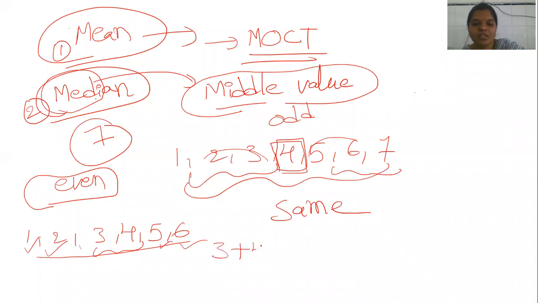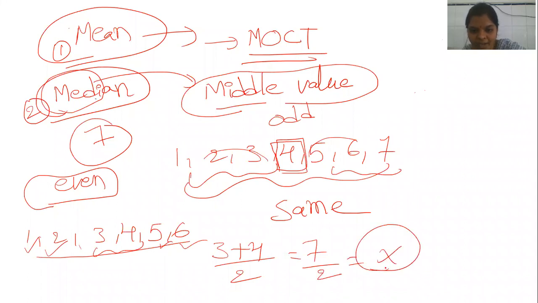That is 3 plus 4 by 2, which is 7 by 2. So what is the value you get here? That will be nothing but your median. So the calculation of the median for an even number of data and for an odd number of data will be like this. Firstly, you all should write one definition for this median. Just put a heading like Median, the second measure of central tendency.